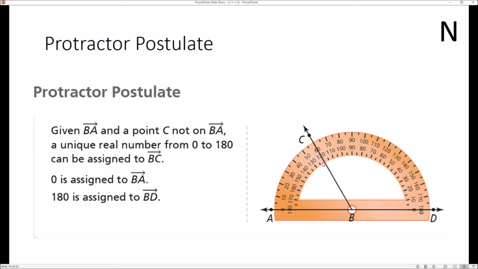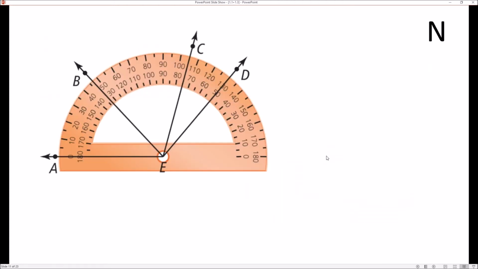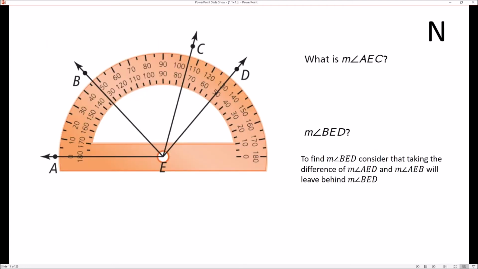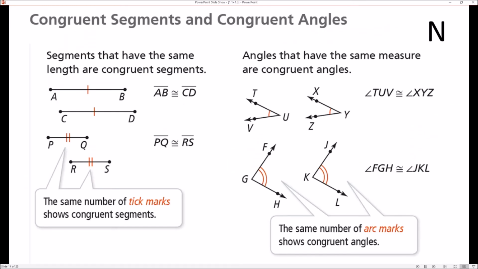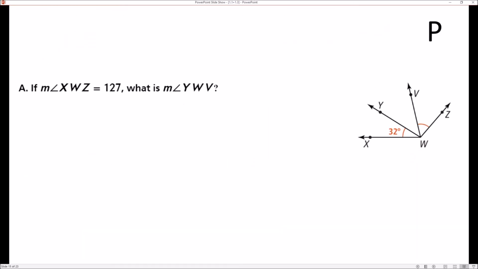If they add up to 180, then we've read the protractor correctly. So ABC is 60 plus DBC of 120 is 180. All right, so let's look at a little bit more of a complicated one. Actually, we skipped. Okay, so here's our slightly more complicated one.